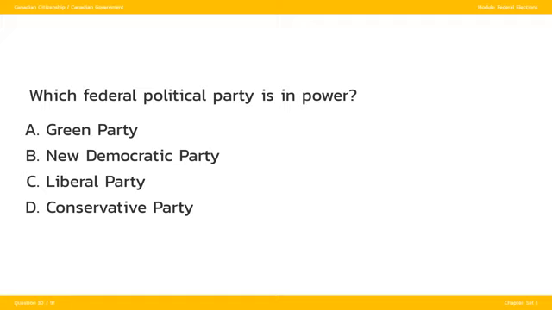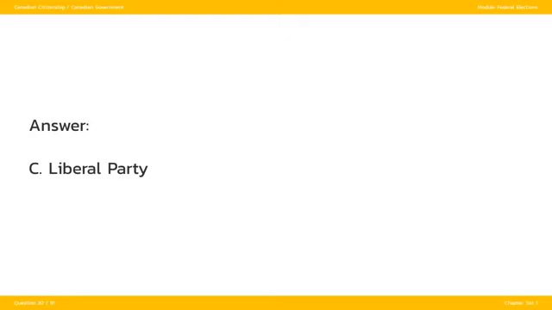Which federal political party is in power? A. Green Party. B. New Democratic Party. C. Liberal Party. D. Conservative Party. The answer is C. Liberal Party.